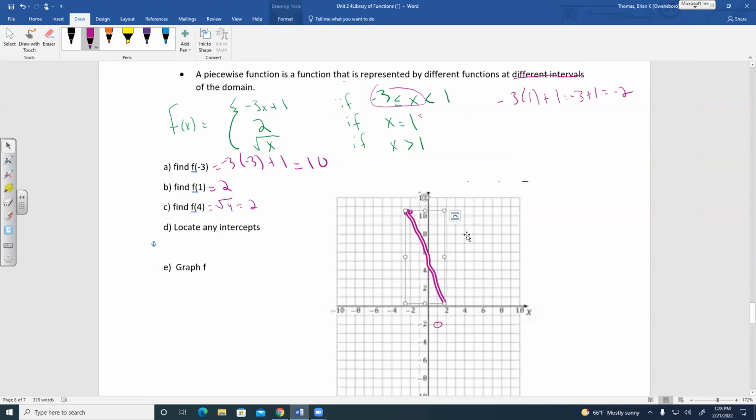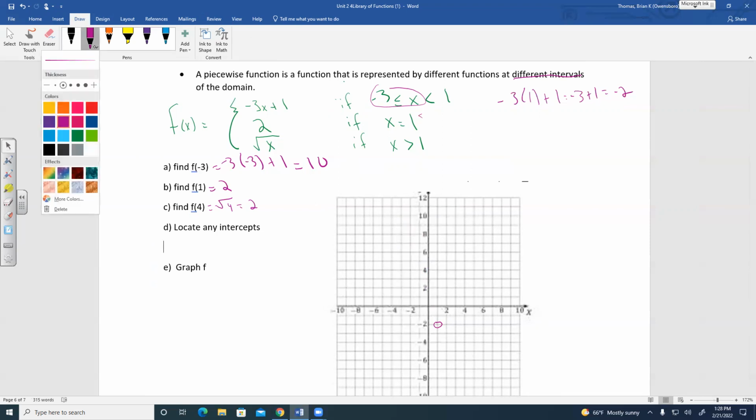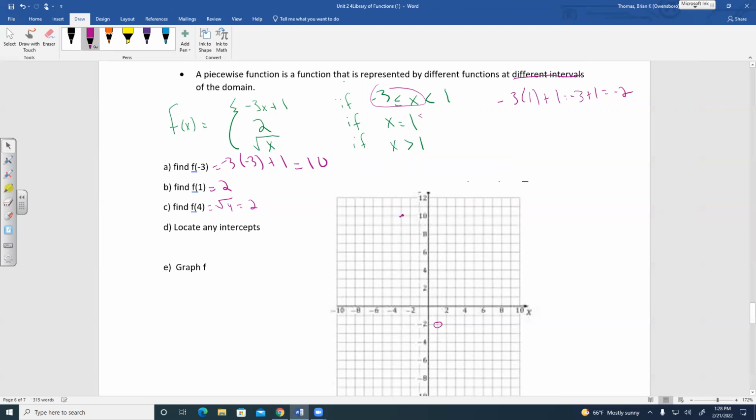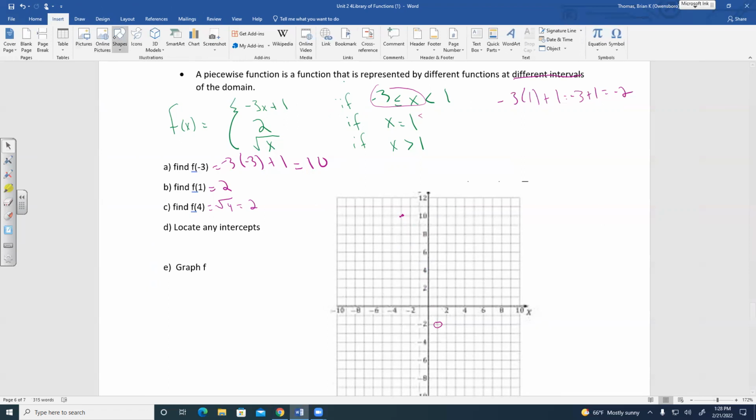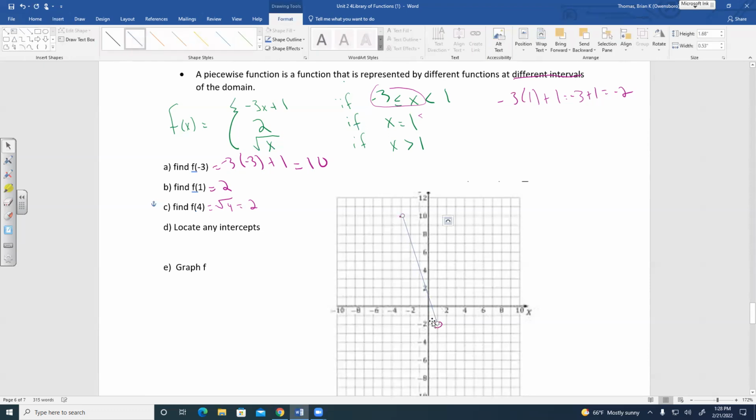Let's undo that and try that again. So, all right, we said this -3, 10 here. Let's see if I can use this other tool. Insert, we'll try to draw something here. So what I'm going to end up doing is drawing from here down to here would be my graph.